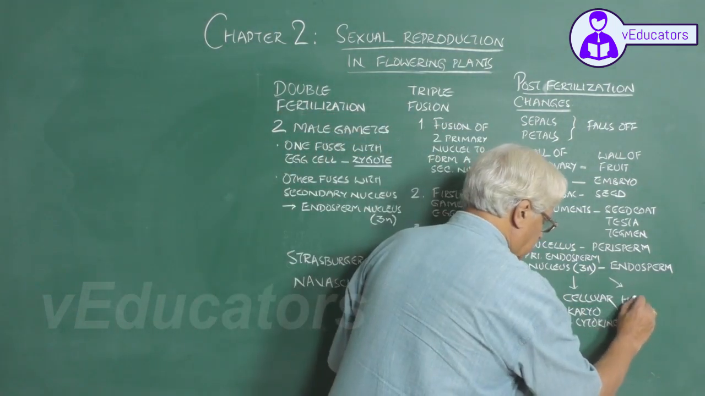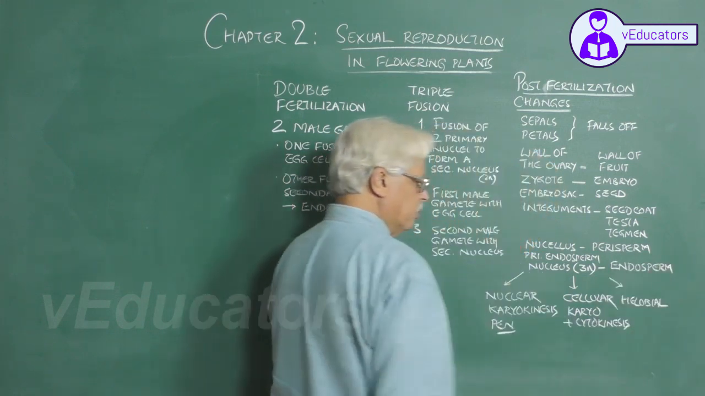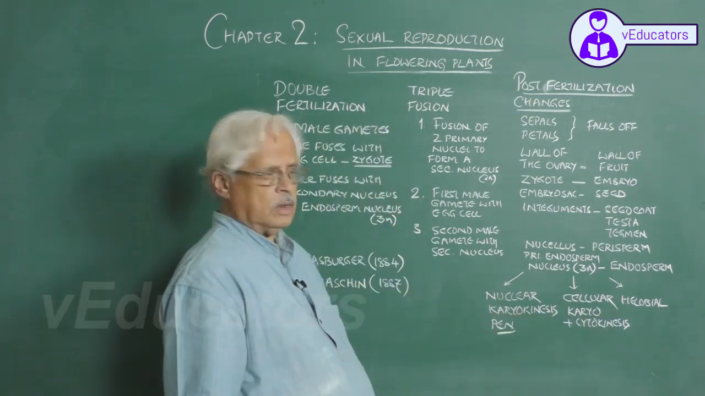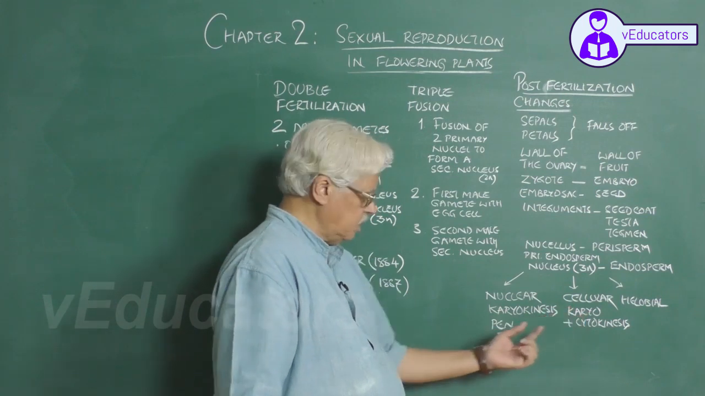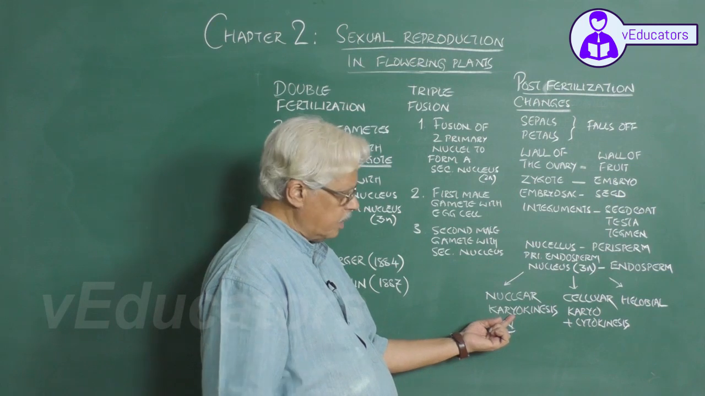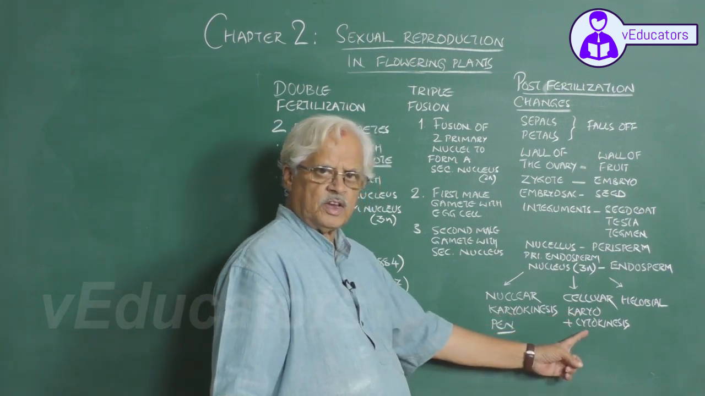The third one is called helobial. It is observed in some orchids. It is intermediate between nuclear and cellular. Initially there is only karyokinesis, and gradually karyokinesis is accompanied by cytokinesis.